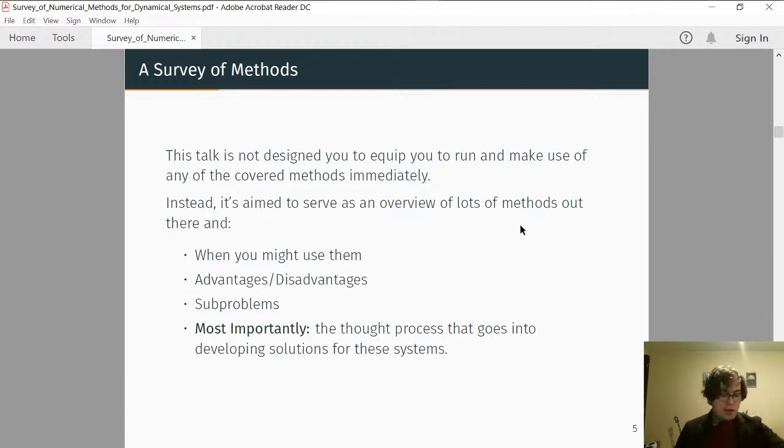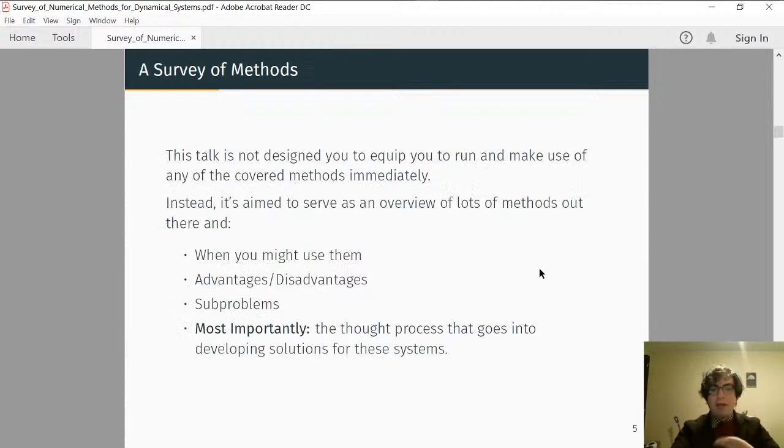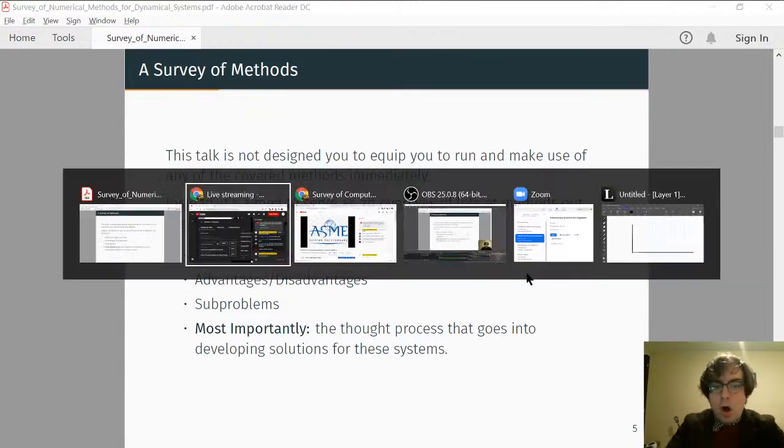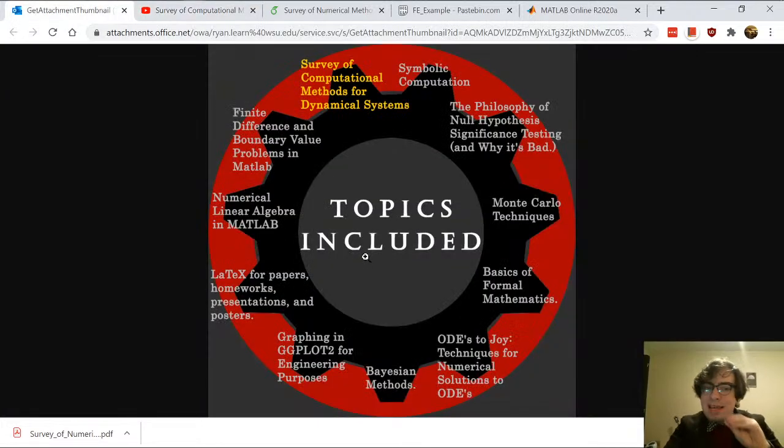So I want to start with essentially laying out what this talk is. This talk is not designed to equip you to run out and solve this system of plasma equations. All right. After an hour, you're not going to run out and be able to say, "Oh, I can handle all this. Let me just integrate that forward in time, and boom, supernova." No, that's not what we're after today. Right? We have all of these other talks coming up. Let's see if I can't pull them up. All of these other talks will give you a piece of the puzzle.